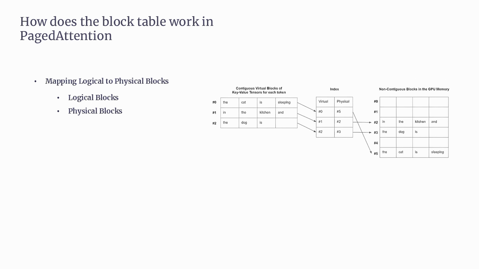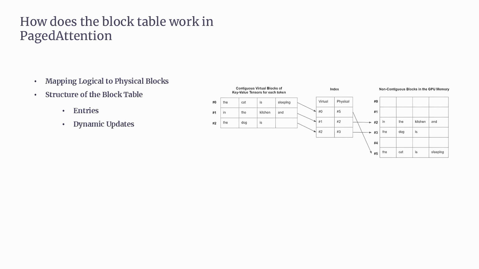The second, structure of the block table. 1. Entries. The block table is like a map that keeps track of where each logical block is stored in physical memory. It records each logical block's corresponding physical block and also keeps track of how many positions within that block are already filled. This helps the system know how much space is being used and whether there is room for more tokens in a block.